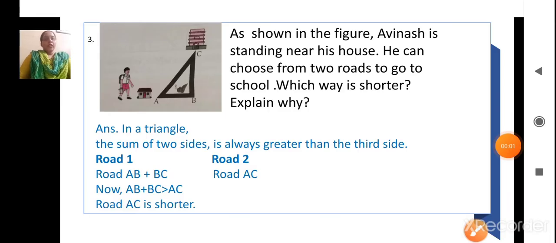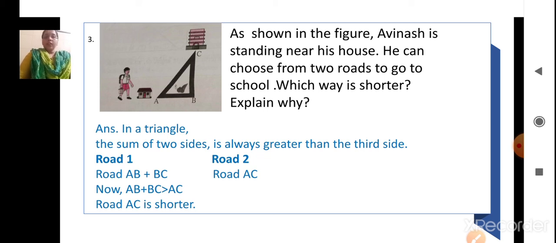Now let us do the third sum. As shown in the figure, you can see the figure on the screen, children. Avinash is standing near his house. This boy is standing near his house. His name is Avinash. He can choose from 2 roads to go to school. So he is having 2 roads to go to school. Which way is shorter? They are asking us which way is shorter for him to reach school. We have to explain and give the reason.